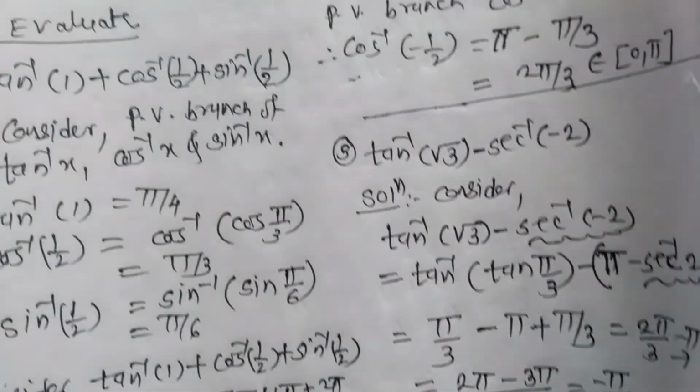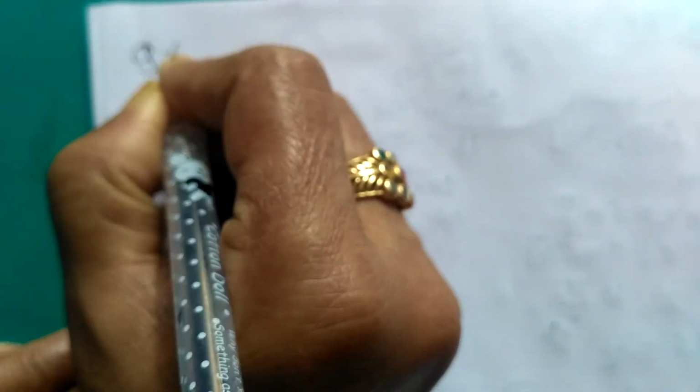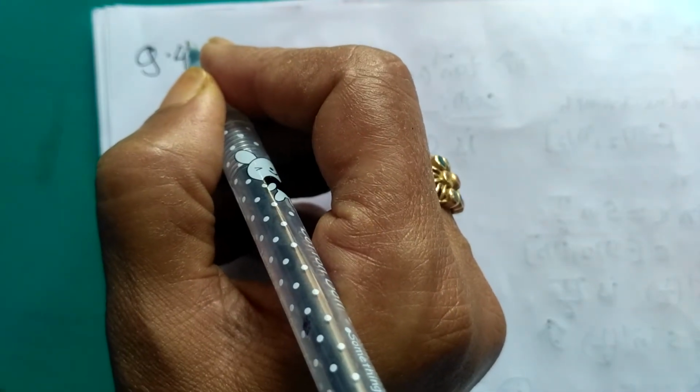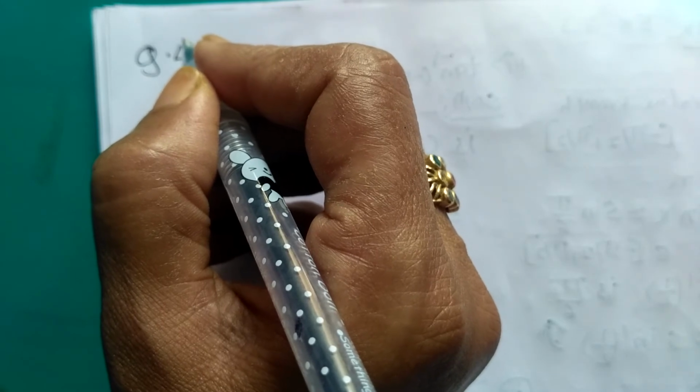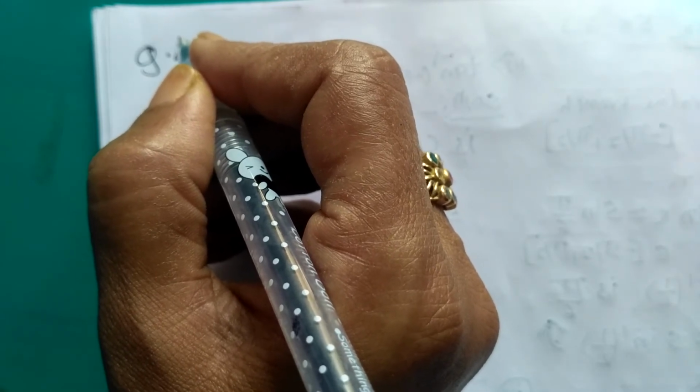Now we take question number 4. This question gives the solution for the expression. In the next question, the values are taken, because that question is given only for proving.